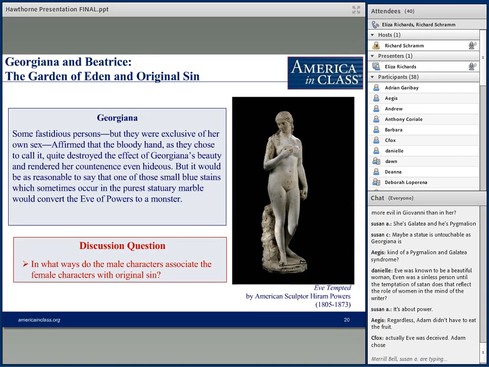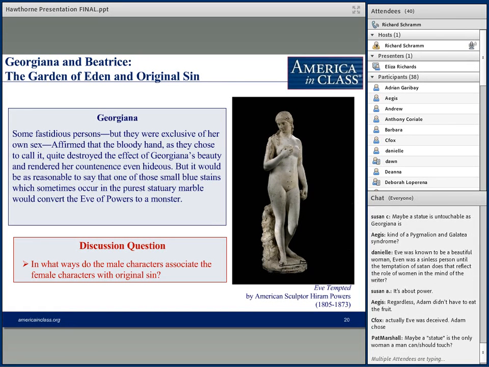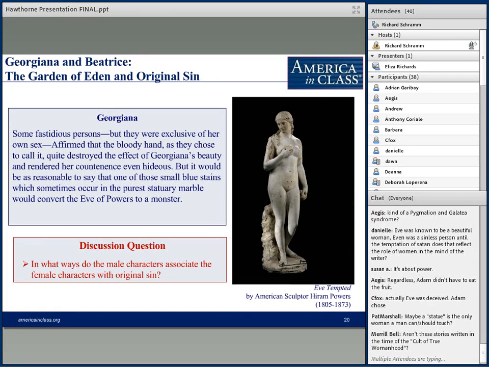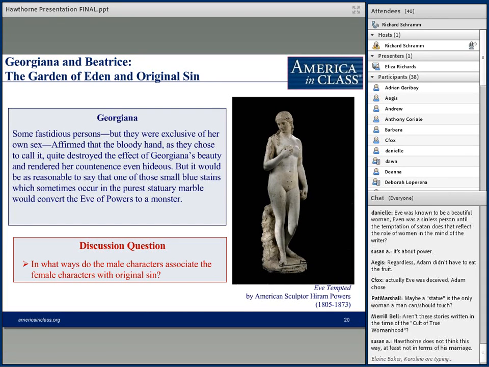Does Hawthorne also agree that women are sinful and shouldn't be touched without a glove? Or is he foregrounding something, a problem with the way the men are thinking? We have here two comments. Regardless, Adam didn't have to eat the fruit. And in a similar vein, actually, Eve was deceived, but Adam chose. And Susan A. writes, it's about power. A rather cryptic remark. Perhaps Susan might want to elaborate on that. Maybe a statue is the only woman a man should touch.